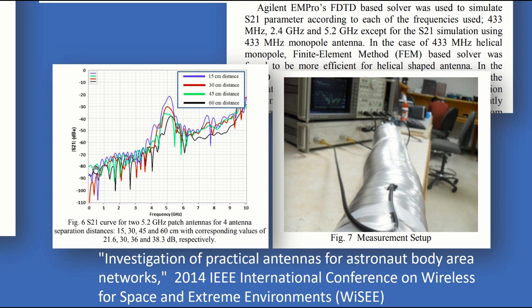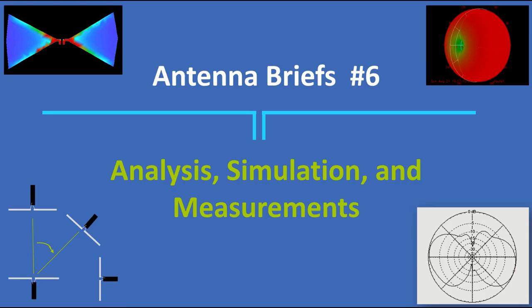And here is some of the results using the 5.2 gigahertz patch antennas that show how the attenuation varies with distance. But remember, it's always very important to back up your simulations and validate them with measurements. So we actually created a measurement setup here where we could stick a person's arm in and put some antennas on and measure to make sure that the simulator is telling us the right stuff. So I hope that gives you a good flavor for how analysis, simulation, and measurements play together in creating, building, measuring antennas.